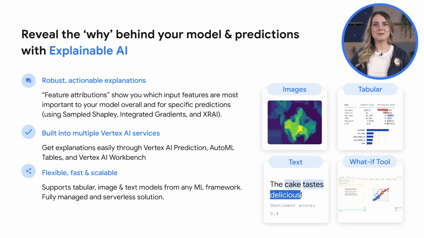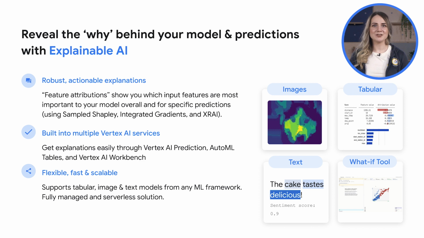Explainable AI is a fully managed service on Vertex AI that enables users to generate what are called feature attributions or feature importance values for their model's predictions. Feature attributions are an explainability method that shows users how much each input feature contributed to their model's predictions and to the model's overall predictive power. Explainable AI is built into multiple Vertex AI services. Users can currently get feature attributions in Vertex Prediction, AutoML Tables, and Vertex Notebooks.